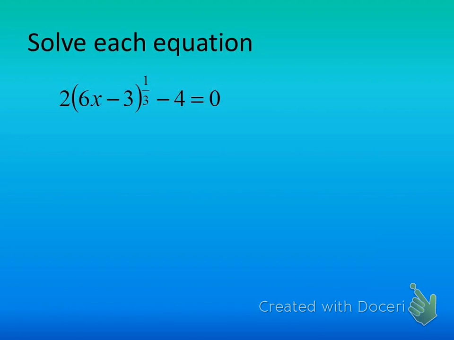Okay. So think about the correlation between the two. Think about what your first step would be. Okay, from number one where it was root. Now think about what it would be here. What do you think your first step is? Plus 4. Okay, you add 4. So you get 2 parentheses, 6x minus 3 to the 1/3 power equals 4.